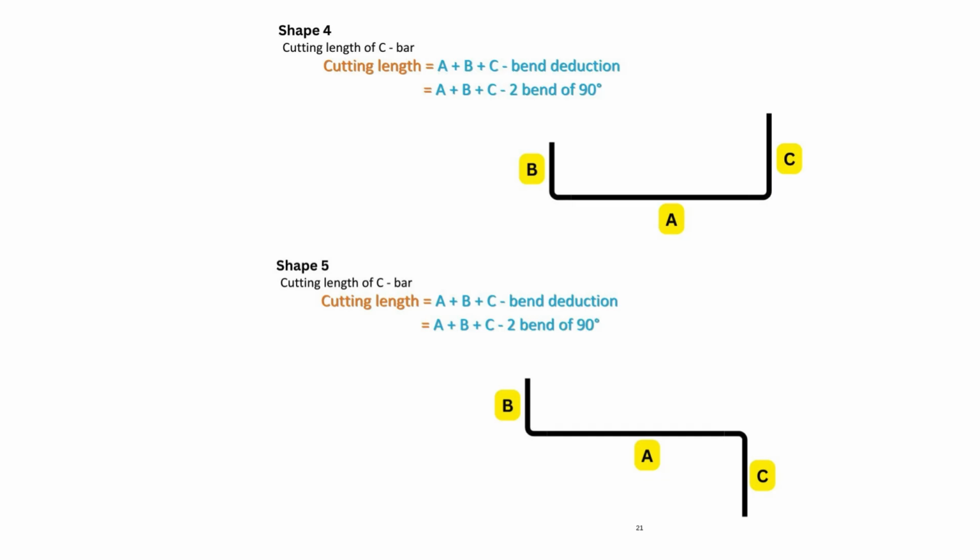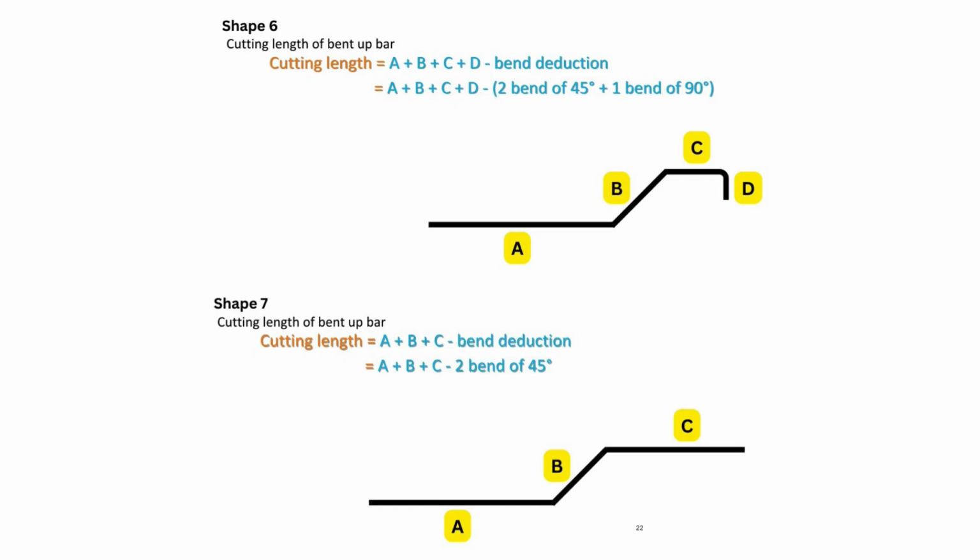Shape 5 cutting length explanation. Shape 5 also has three legs, A, B, and C, with two 90-degree bends, although the overall shape might differ from shape 4. Despite the change in geometry, the logic for cutting length remains the same. You sum up the straight portions, A plus B plus C, and then subtract 2 times the bar diameter for the two 90 degrees bends. Final cutting length formula. Cutting length equals A plus B plus C minus 2d. So whether it's shape 4 or shape 5, the principle of bend deduction remains consistent.